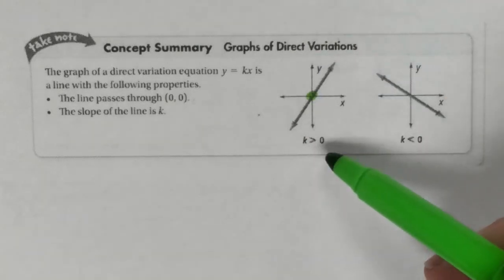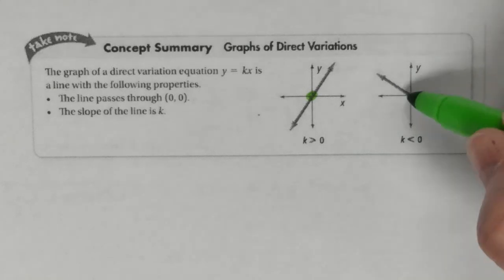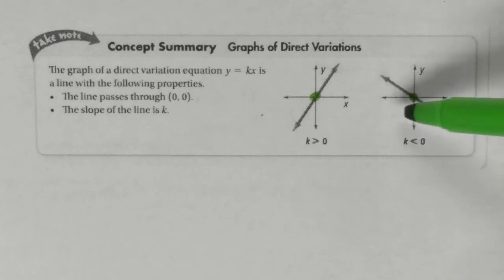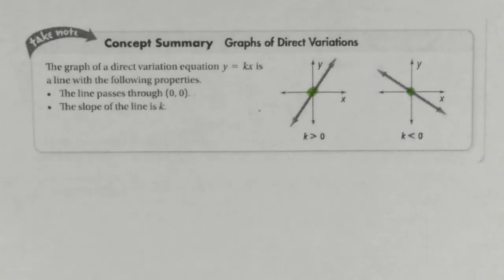Here it says k is greater than 0. That's a positive slope, just like we did last unit. Here it says k is less than 0. That's a negative slope, just like we did last unit. But notice what they have in common is they both touch that part where the x and y axis cross, 0, 0. That's the only difference.